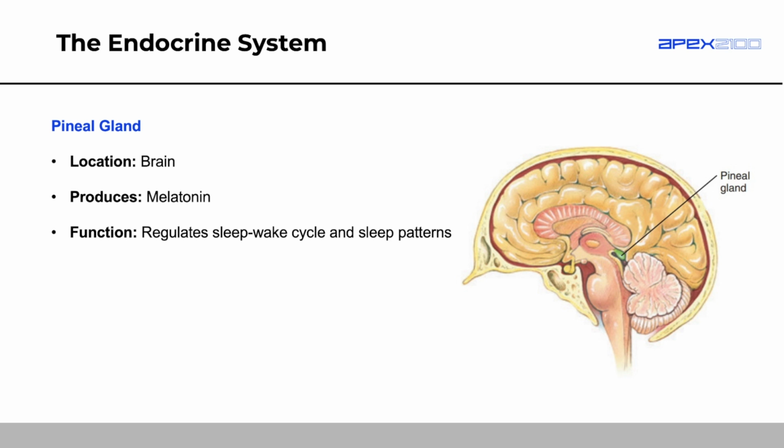All right, last one in the brain that we need to know is the pineal gland. This one produces melatonin, and you might be familiar with that. Melatonin is very important for our sleep-wake cycle, our sleep patterns. If you heard the term circadian rhythm before, that's basically our sleep-wake cycle, and it's very much controlled by this melatonin that's produced by the pineal gland in our brain.